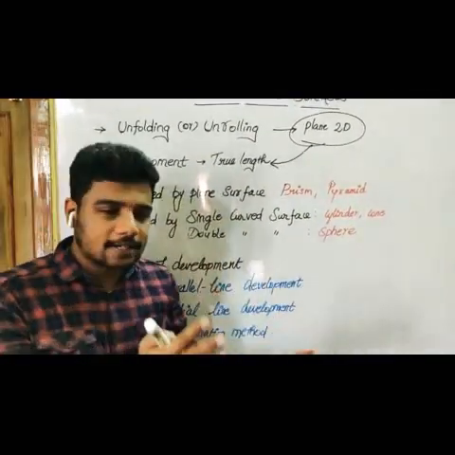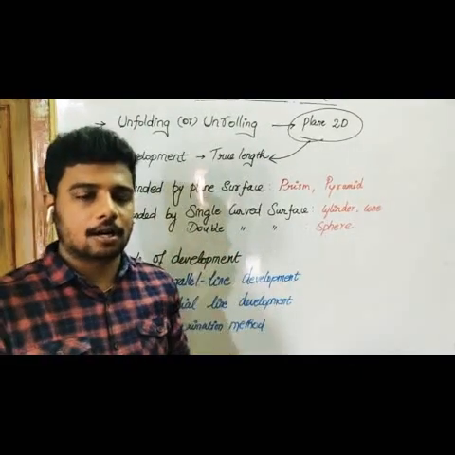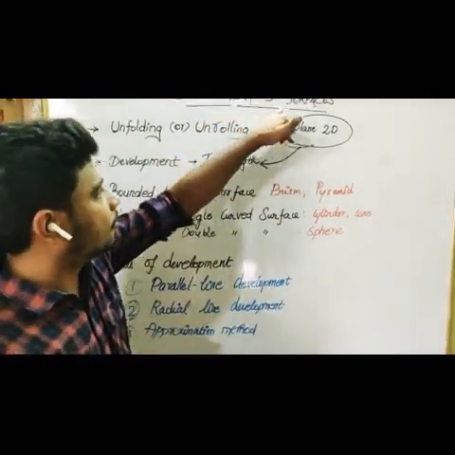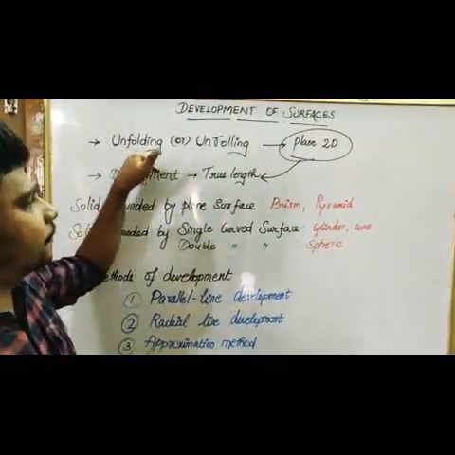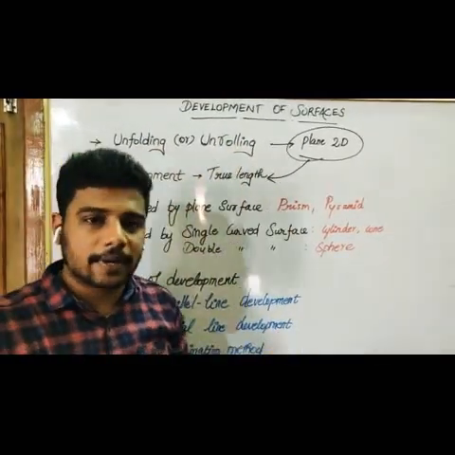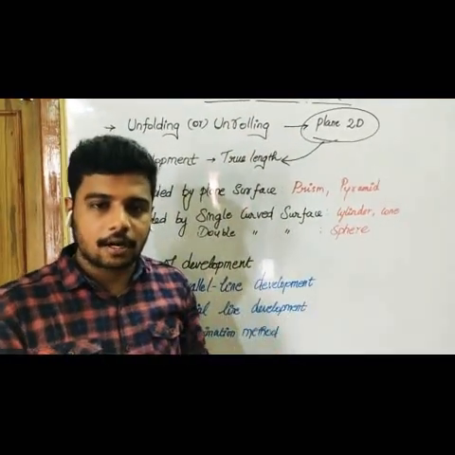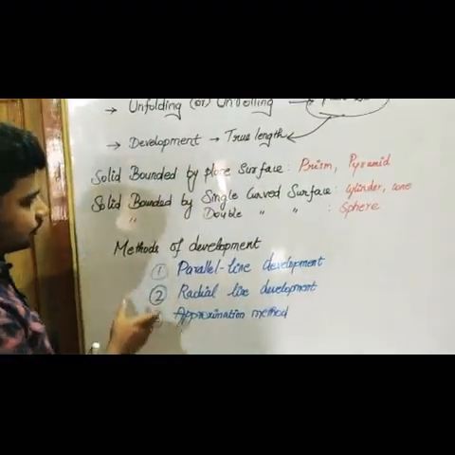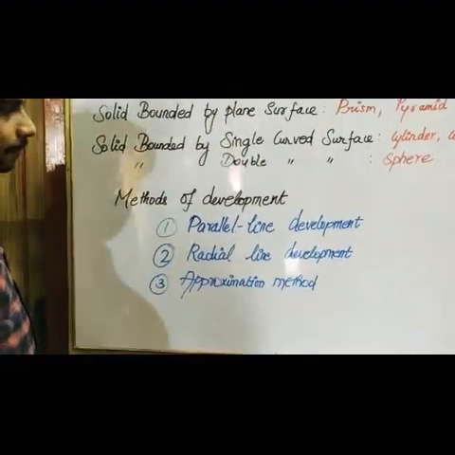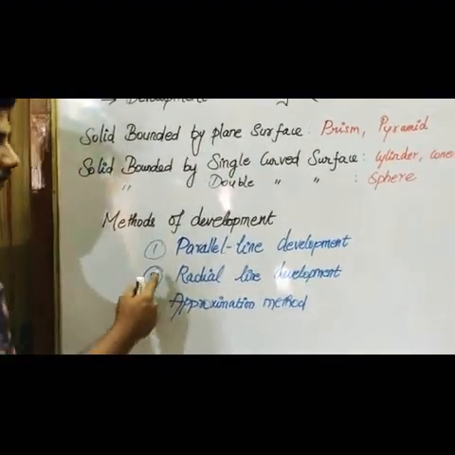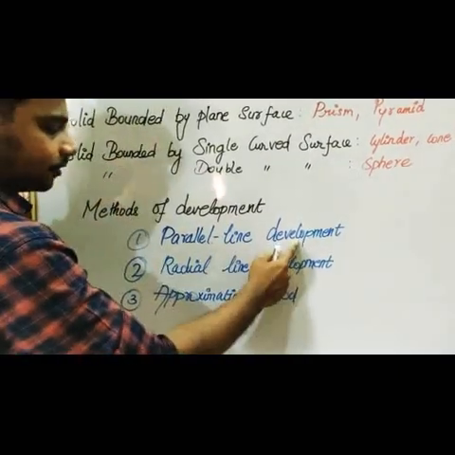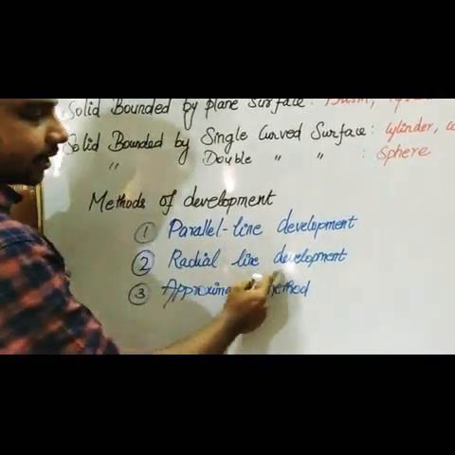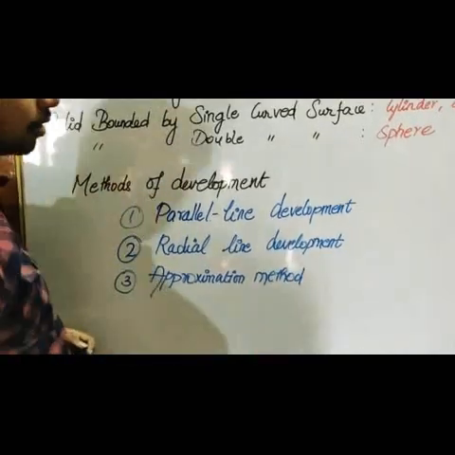So what are the methods available to unfold or unroll it? You know what we mean by development of surfaces: it means unfolding or unrolling. So what are all the methods available to unfold it? There are three major types of methods of development. One is parallel line development, the second is radial line development, and the third is the approximation method.